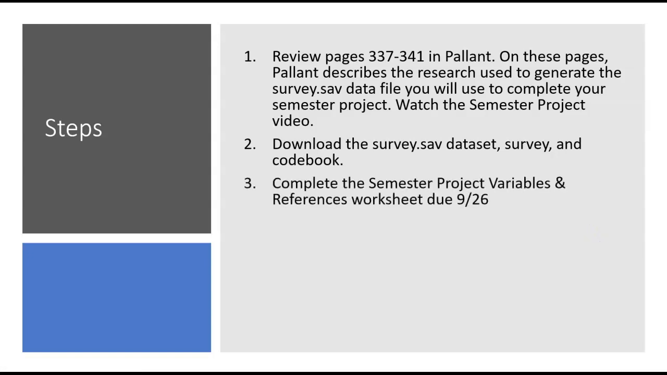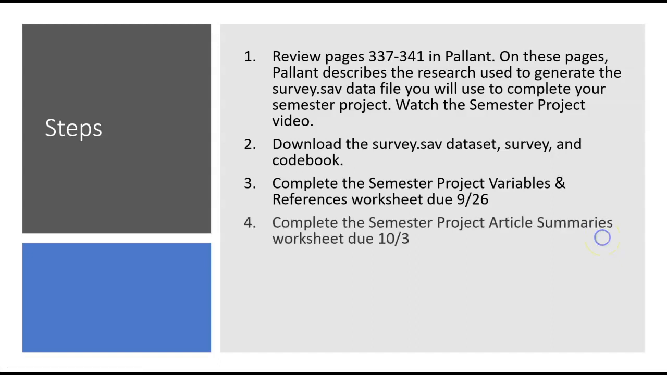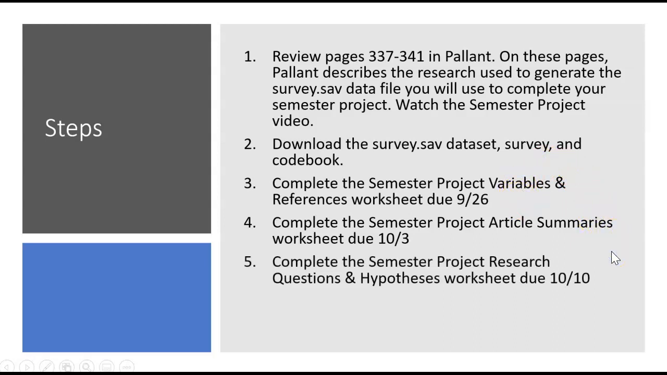The first actual deadline for the semester project is on the 26th of September, and that's the semester project variables and references worksheet. And I'm going to go over that more at the end of this video presentation. The next step is to summarize the articles you find in the first assignment, and that's due on October the 3rd. After that, based on your reading and summary of your articles and the choice of variables that you've made, you need to fashion some questions and then formulate hypotheses based on those questions. That's due the 10th.